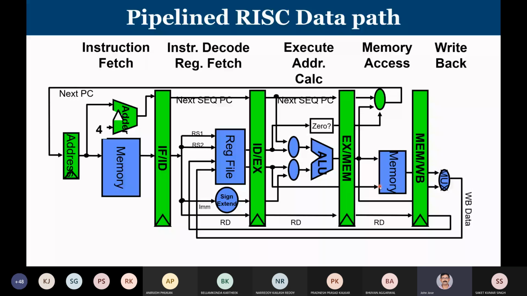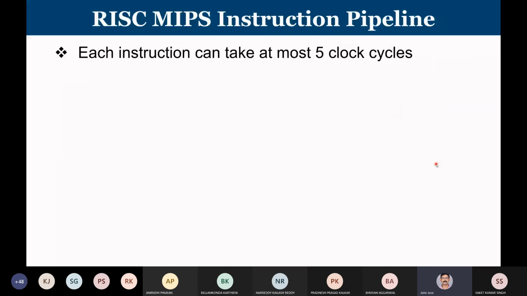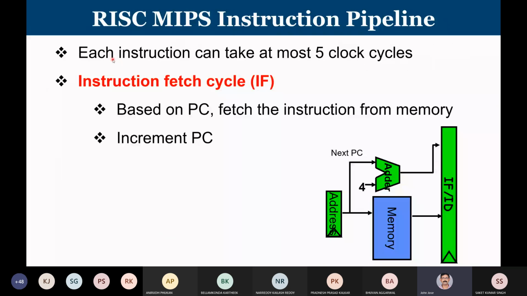So this is the way things are going to work here. Now let us look at what this RISC MIPS instruction pipeline tells us: each instruction can take at most 5 clock cycles. Every instruction will take that. The instructions are also designed in such a way that every instruction has to go through all these 5 stages.